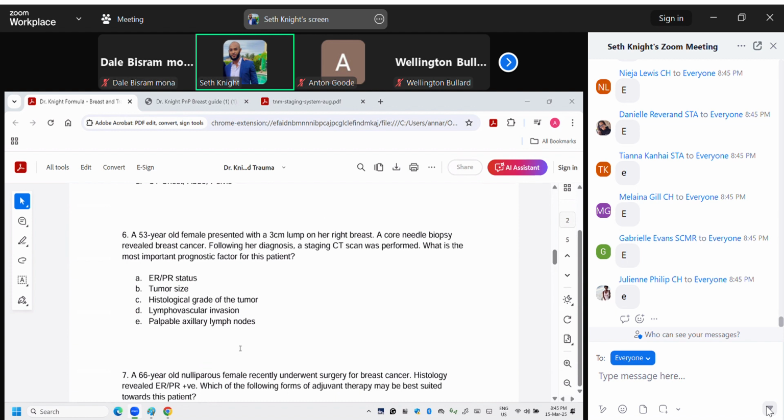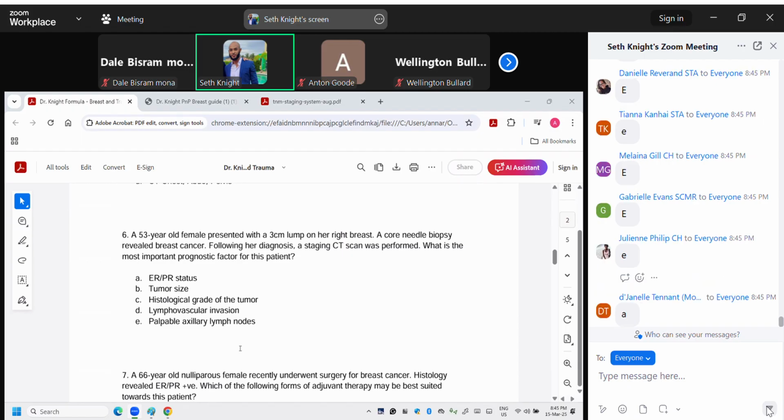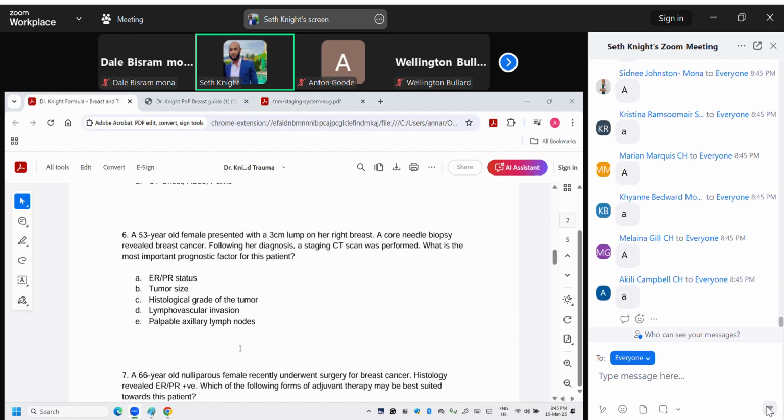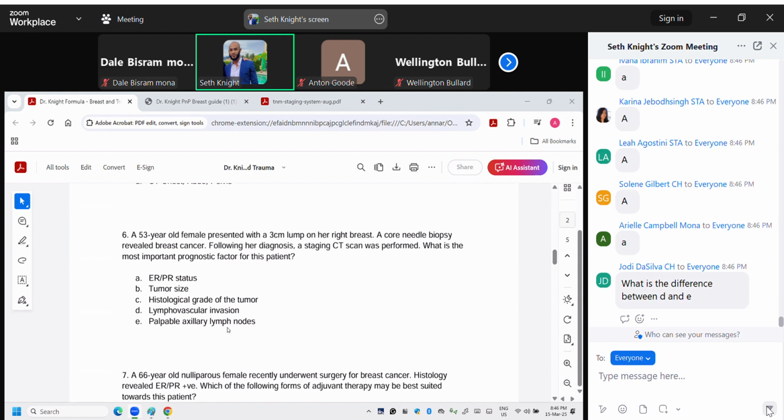But if I tell you, after this patient's staging CT, she had osteolytic lesions seen on her femur, what would be the most important prognostic factor then? Excellent, right? So in metastatic breast cancer, the most important prognostic factor would be ER/PR status. All right? Anyway, so we get that concept clear.